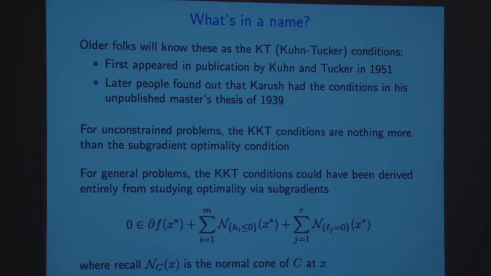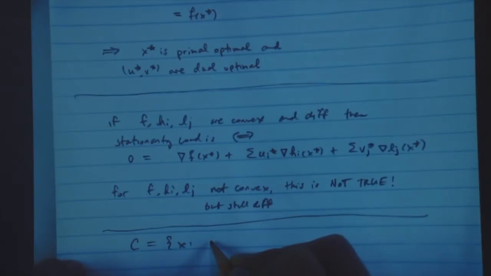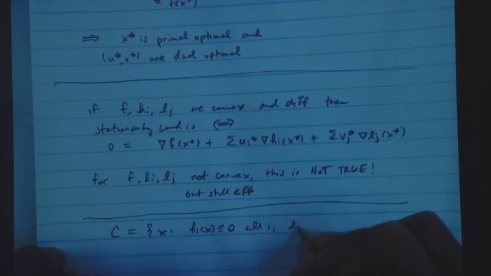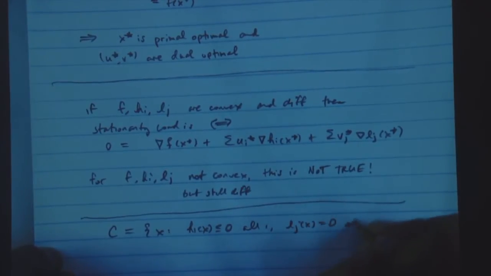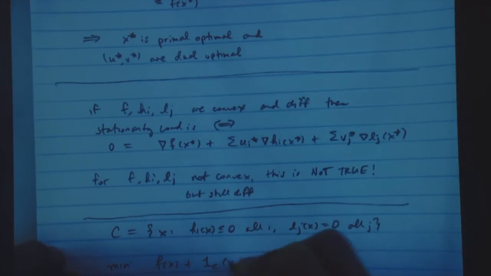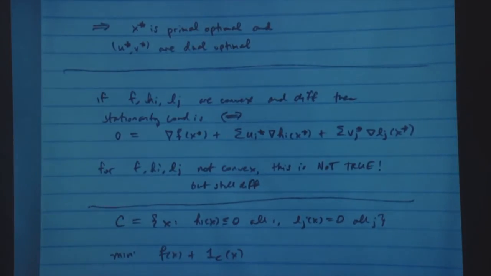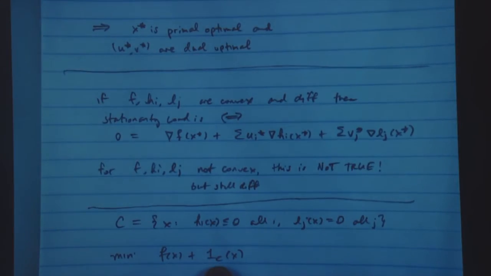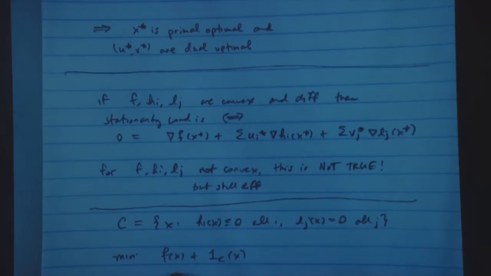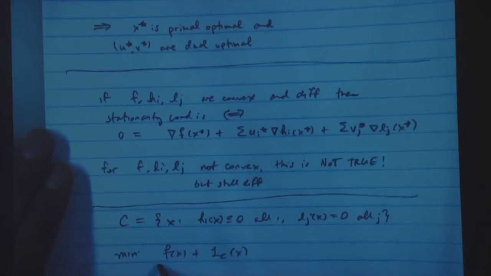In general, right, if I wanted to, I could have written down C as the set of all x for which h_i(x) is less than or equal to 0 for all i, and L_j(x) is equal to 0 for all j. And I could have written my problem in the following form: minimize f(x) plus the indicator function of x being in C. Right? We've seen this trick before. This will be infinity when x is not feasible, and it'll be 0 when x is feasible, so it's equivalent to minimizing f subject to the constraints. Then I could have just said, okay, let's apply subgradient optimality to this function.